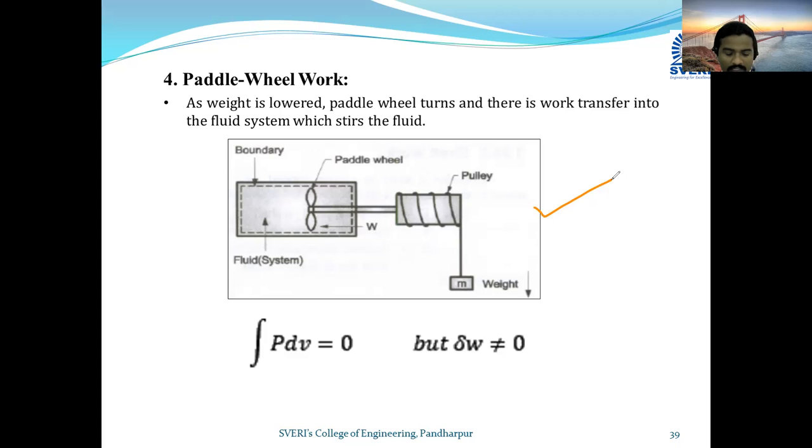Write down. Let us consider a container filled with fluid as a system, and the arrangement of paddle wheel, pulley, and weight.